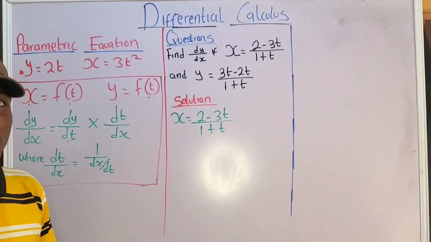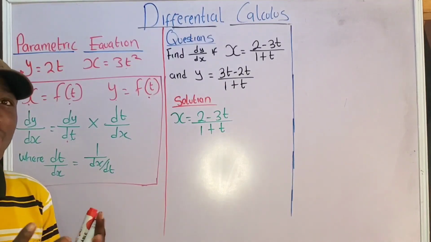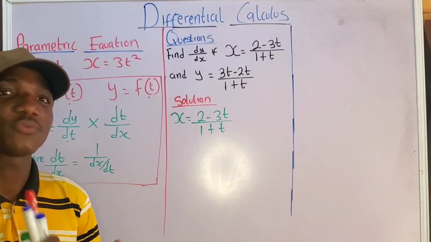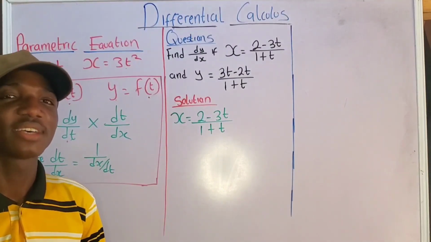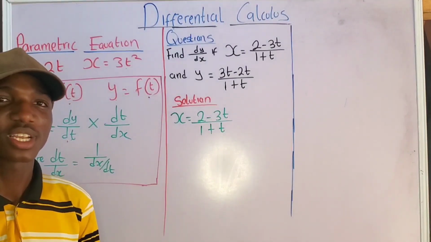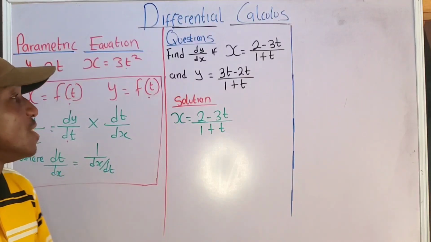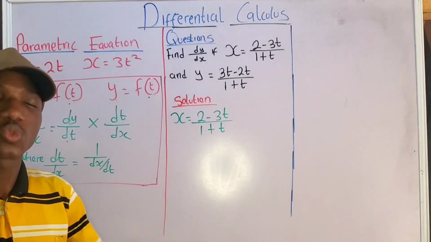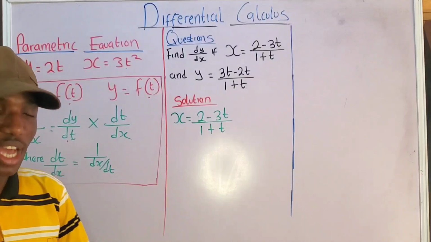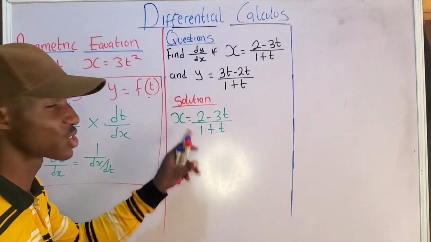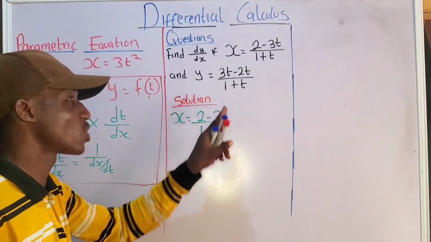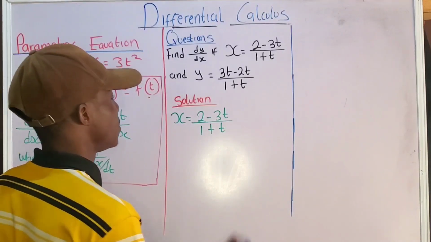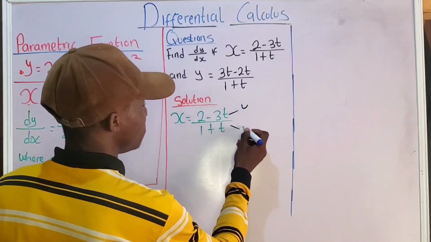The method that we're going to use is quotient rule, you understand? Quotient rule of differential calculus is used to differentiate a function that has a division, a function that has numerator and denominator. In such case, we use quotient rule. As you can see here, this function x has the numerator and denominator. So let us call the numerator u and the denominator v.